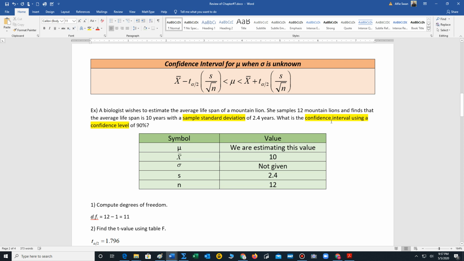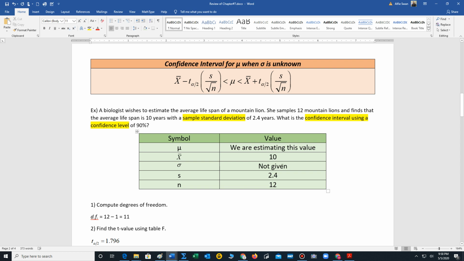What is, once again, other keywords. What is the confidence interval using a confidence of 90%? That's going to tell us to use this particular formula, these two groupings of words. All right, so mu, once again, we're estimating mu. That's our true mean. X bar is 10, because that's the average lifespan for the sample of 12 mountain lions.